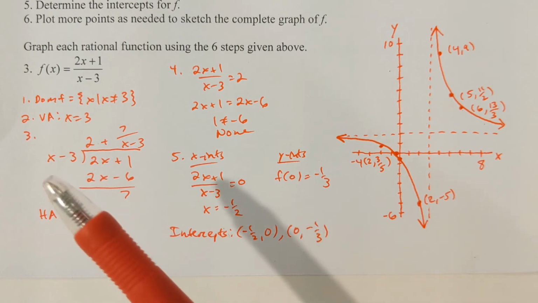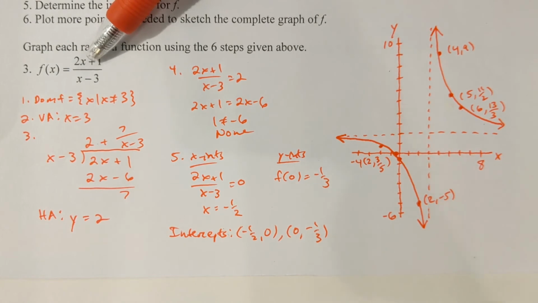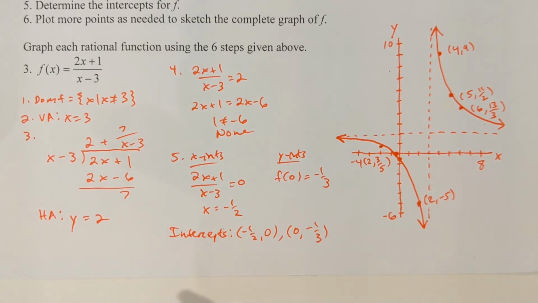Step 3 now is to get the equation of the horizontal asymptote. When I compare the degree of the top to the degree of the bottom, I have a degree 1 polynomial divided by a degree 1 polynomial. And so I'm going to have a horizontal asymptote. It's not going to be at y equals 0. It's going to be at y equals some other number that I'm going to have to find through division.